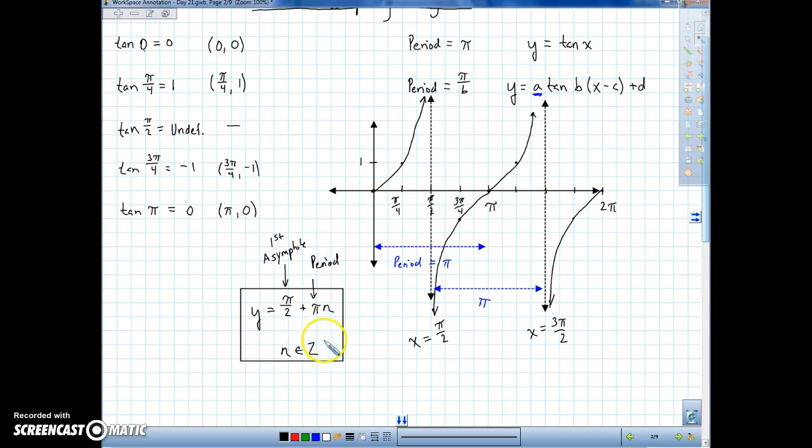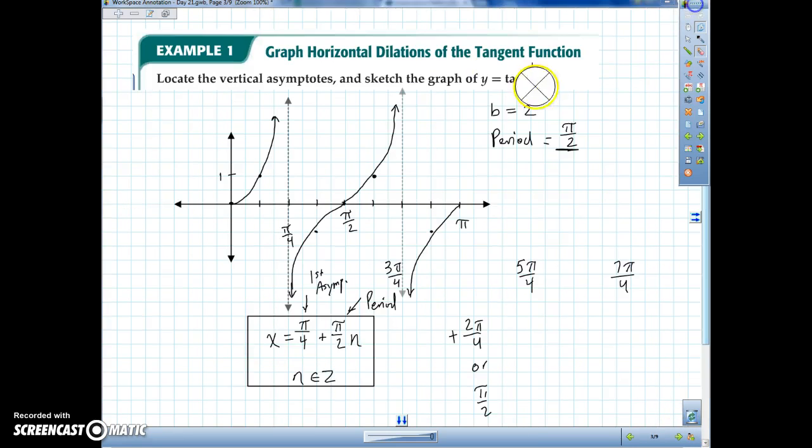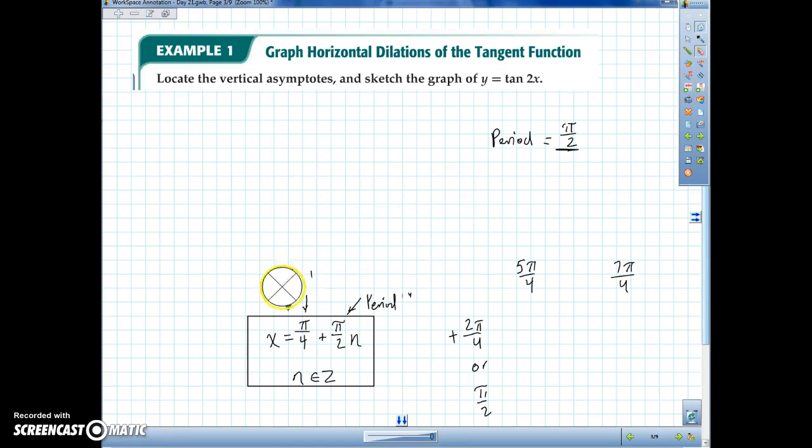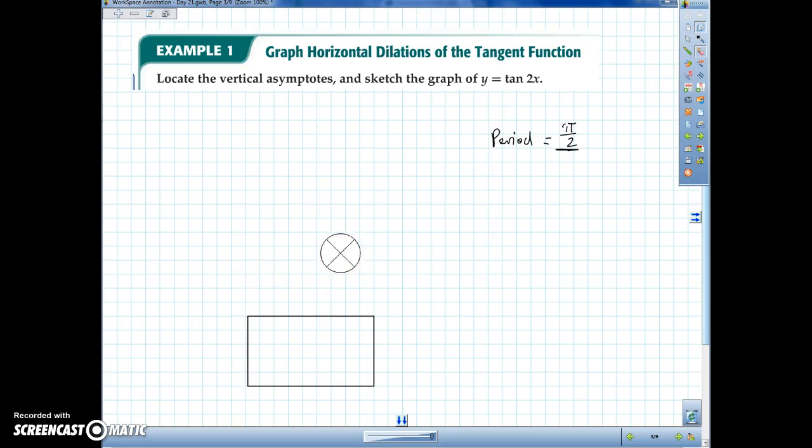N will be the same no matter what. So let's try one with a modified graph, not the parent function. If we modify this and create a value for b, we're going to graph the tangent of 2x. First thing you want to do is identify the new period.